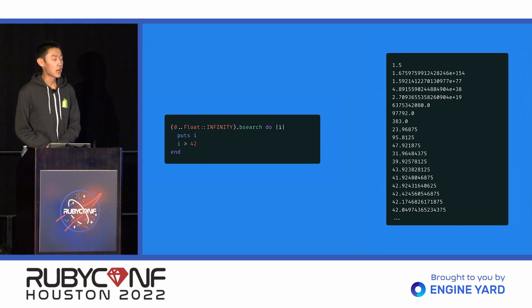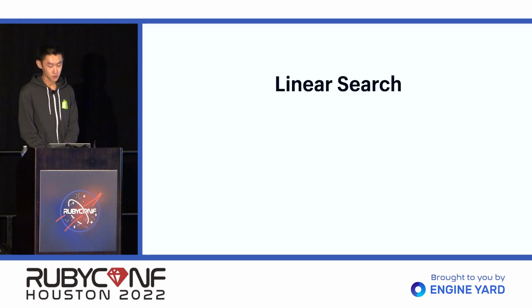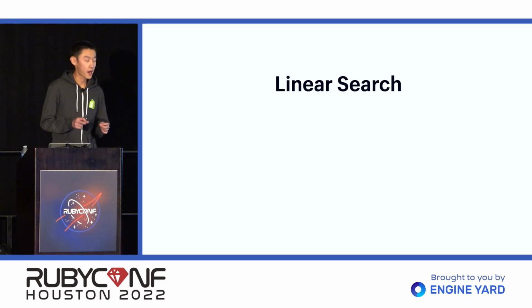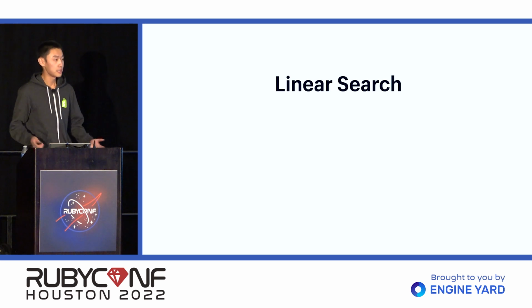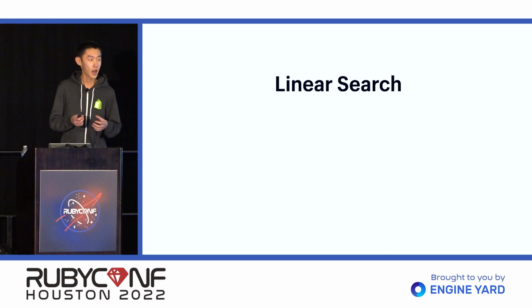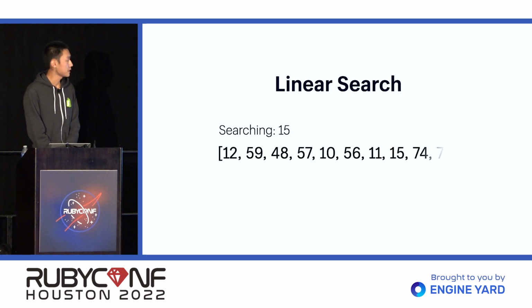In order to understand this output, we first have to understand how binary search works, and then how floating point numbers work. But before we talk about how binary search works, let's talk about how linear search works. It's really simple. We simply just inspect every element in a list and compare whether or not it's equal to the element we're looking for. Let's look at an example.